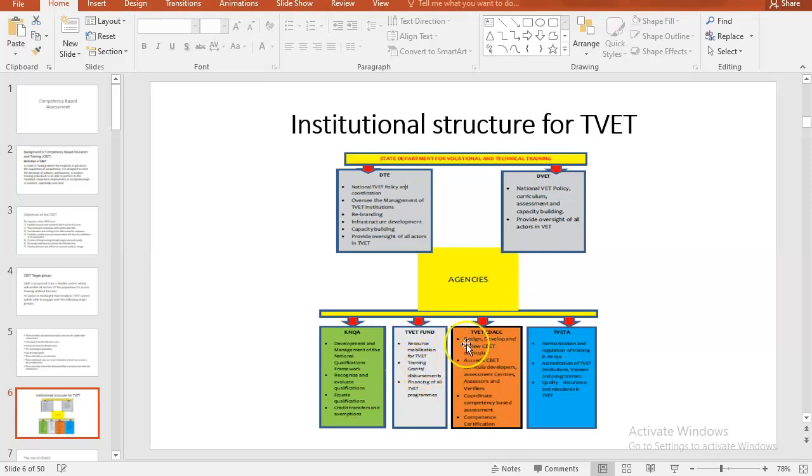On TVET Fund we have resource mobilization for TVET training grants and the disbursements, and planning of all TVET programs. We have TVET SIDAC. The function is to design, develop, and review CBET curricula, accredit CBET curricula development assessment centers, assessors and verifiers. There's also another function, which is to coordinate competency-based assessment. We have TVETA. TVETA has a function of harmonization and registration of training in Kenya.